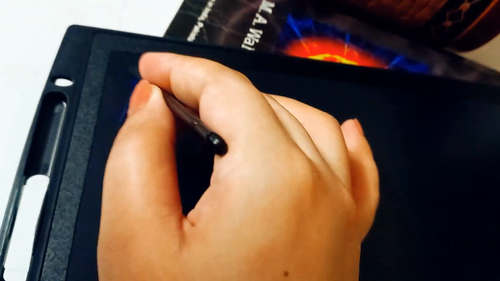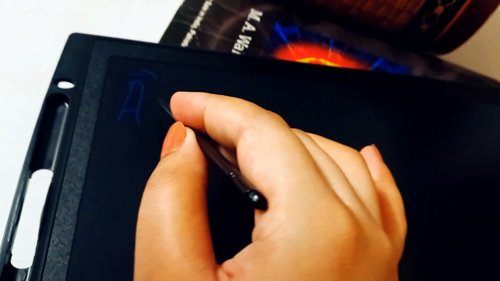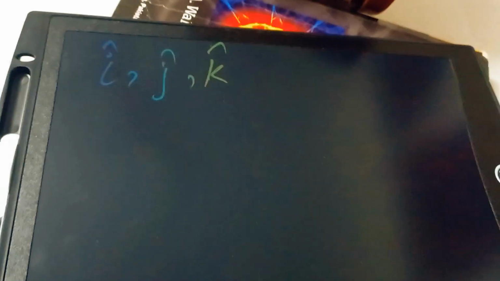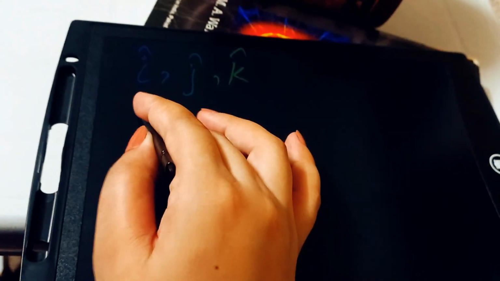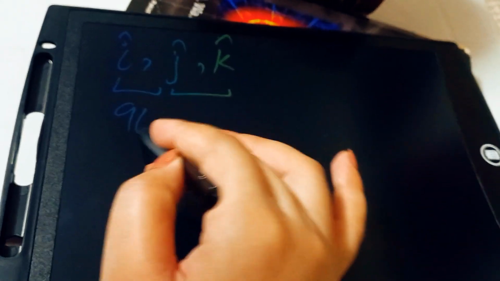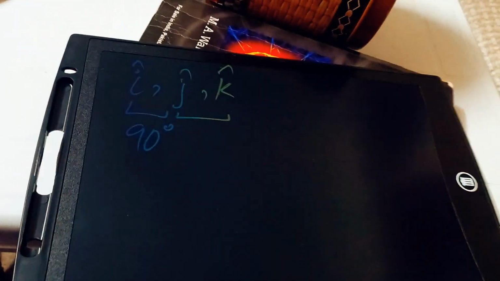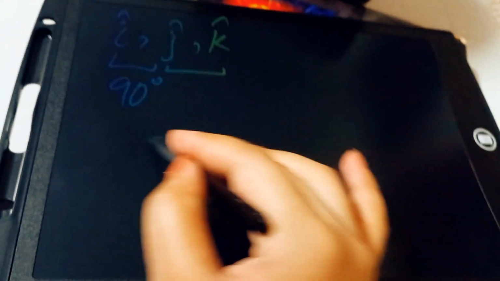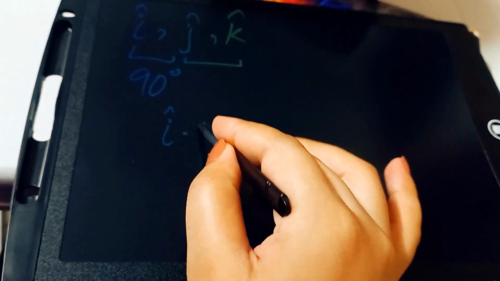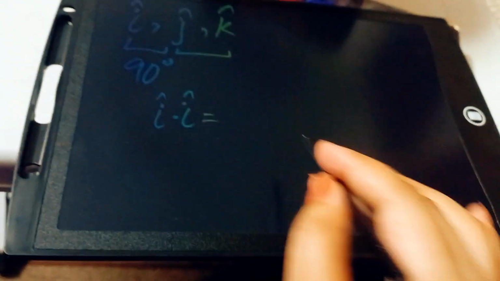This is really simple. Okay, if we talk about the unit vectors here, unit vectors are simply the vectors which have magnitude equal to 1, but they just show the direction. So we have these three unit vectors. These are perpendicular to each other. It means the angle between them is 90 degrees. Okay. Now what if we want to calculate the dot product between these ones? So if we have i hat dot i hat, what will be the result?